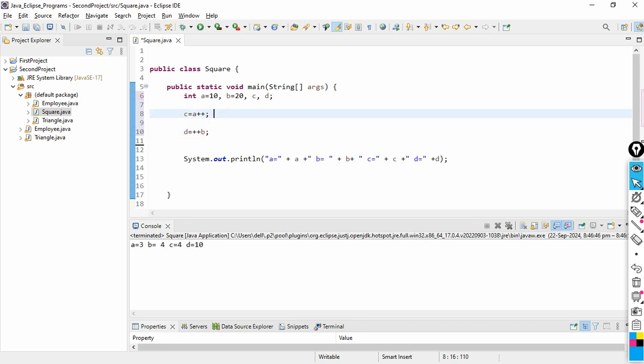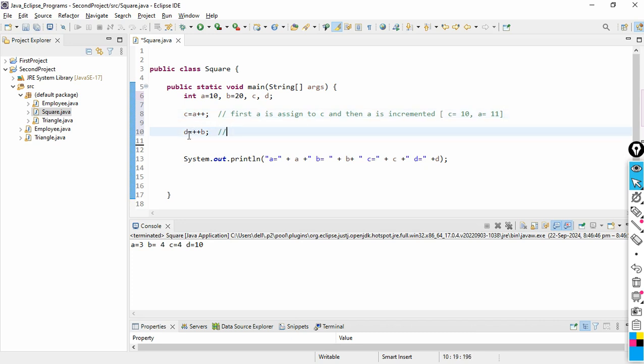So here postfix means what happens? First A is assigned to C, and then A is incremented, because this plus plus is post increment. Post means afterwards it will increment. So therefore A is assigned to C and A will be incremented. Therefore what is the value of C? C becomes 10. Then after that A becomes 11.